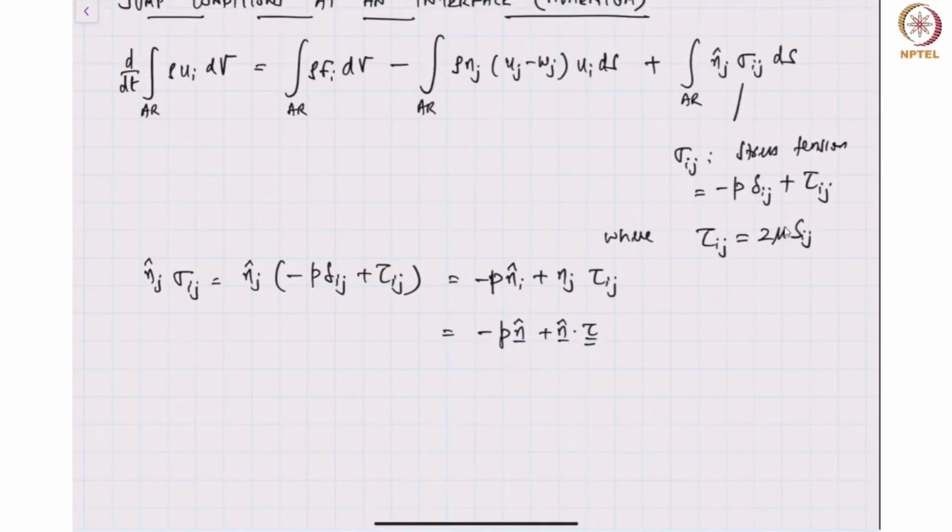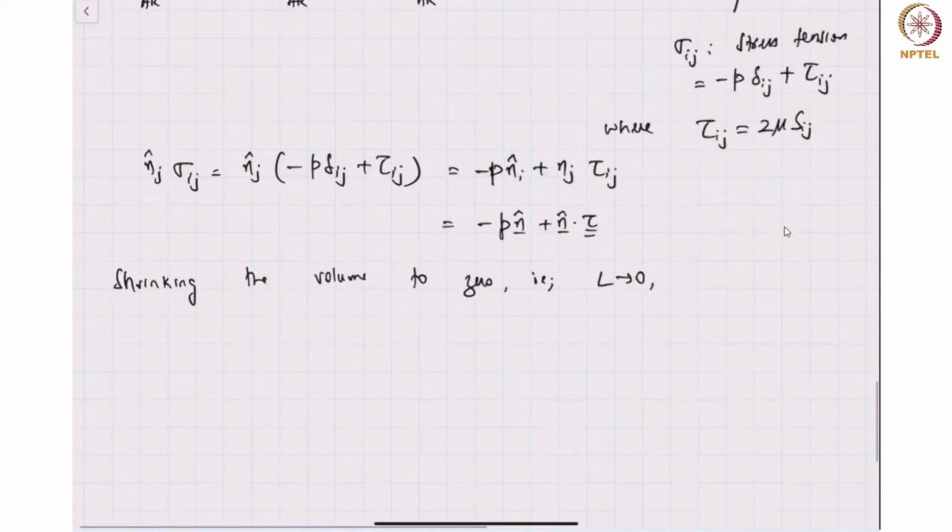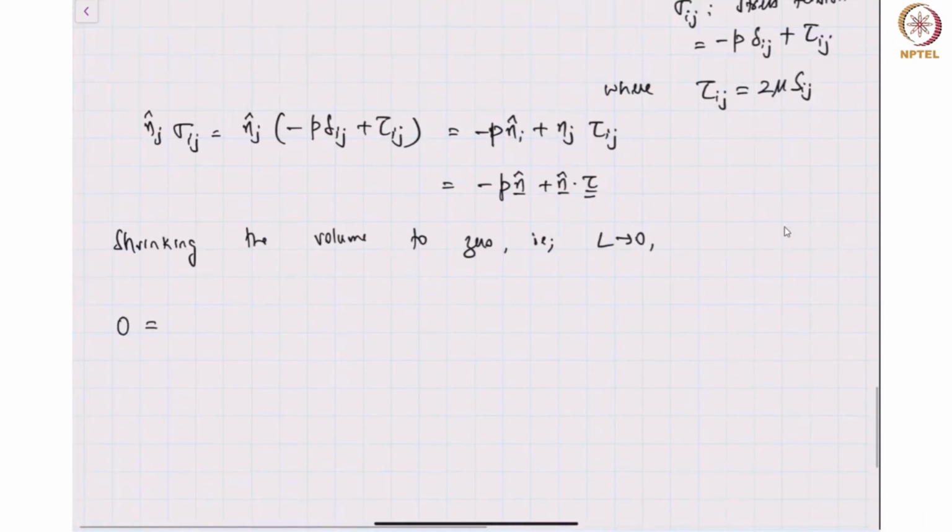So shrinking the volume to 0, that is, as L goes to 0, all the volume integrals will disappear. On the left hand side, that's a volume integral that will disappear. The body force term also disappears because the volume enclosed in the shrinking volume is practically 0. Now we only have the surface forces. So we have the left hand side as 0, and the right hand side body force term 0.